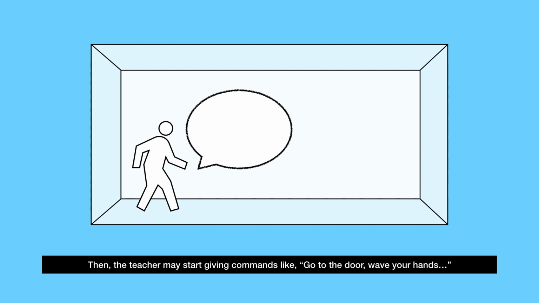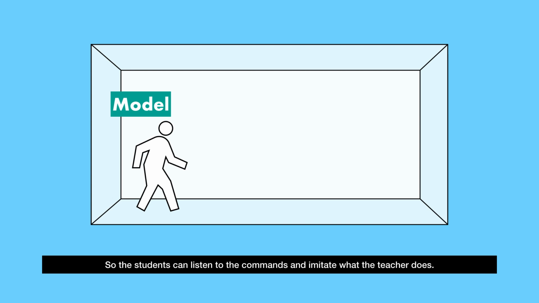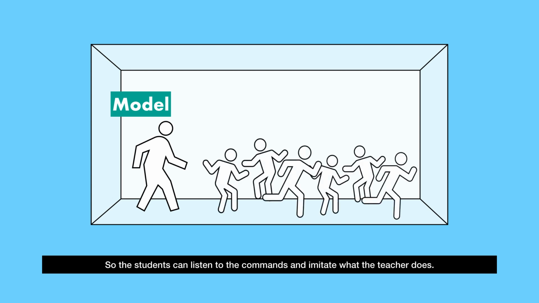Then the teacher may start giving commands like, Go to the door, wave your hands. The teacher will also demonstrate, being a model for students to copy. So the students can listen to the commands and imitate what the teacher does.